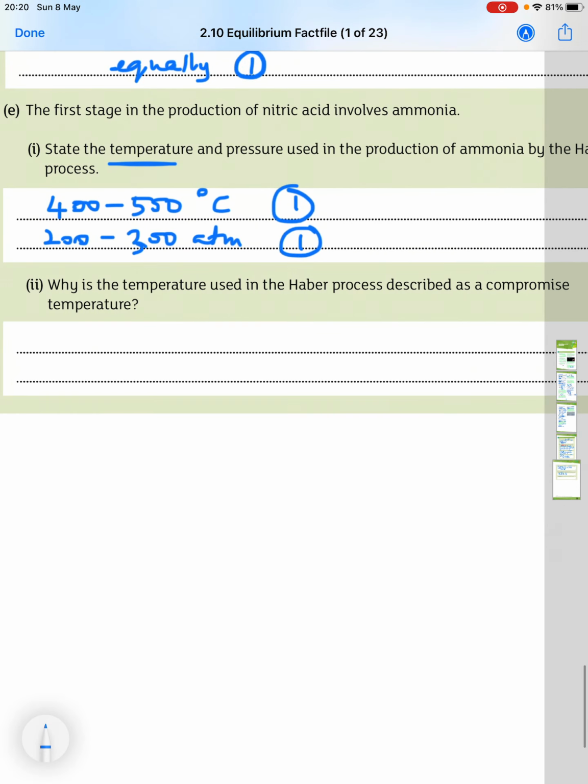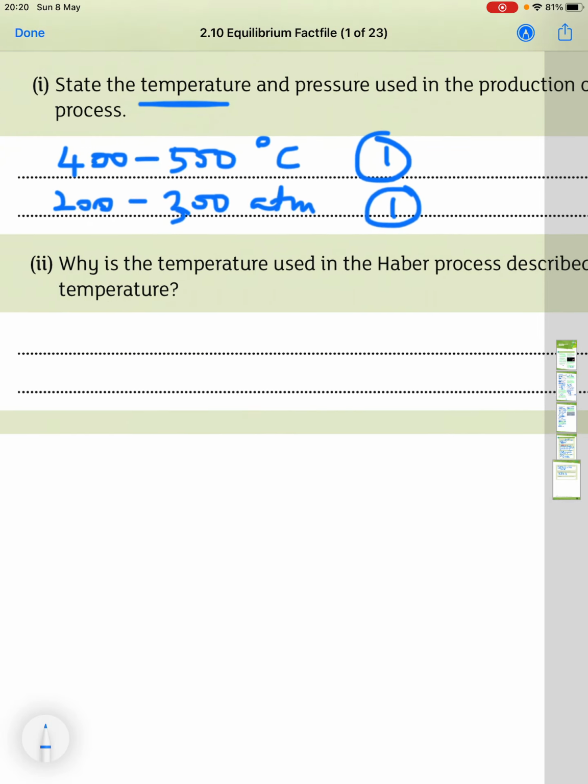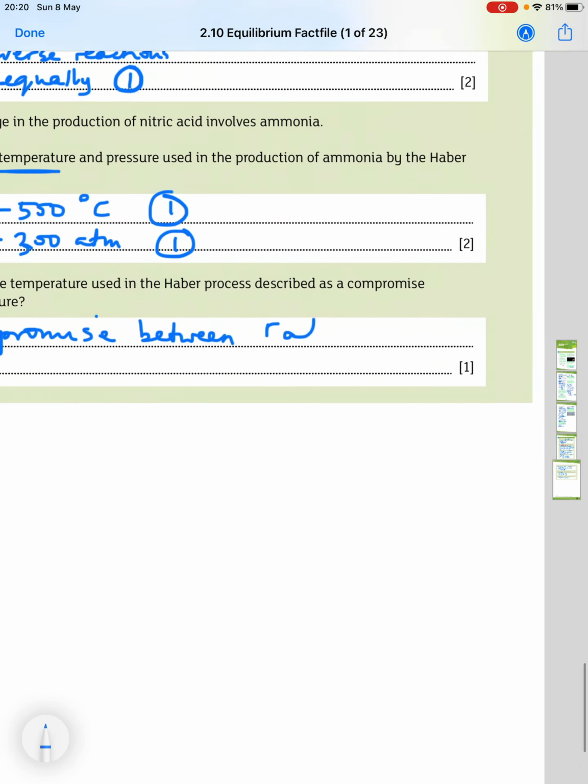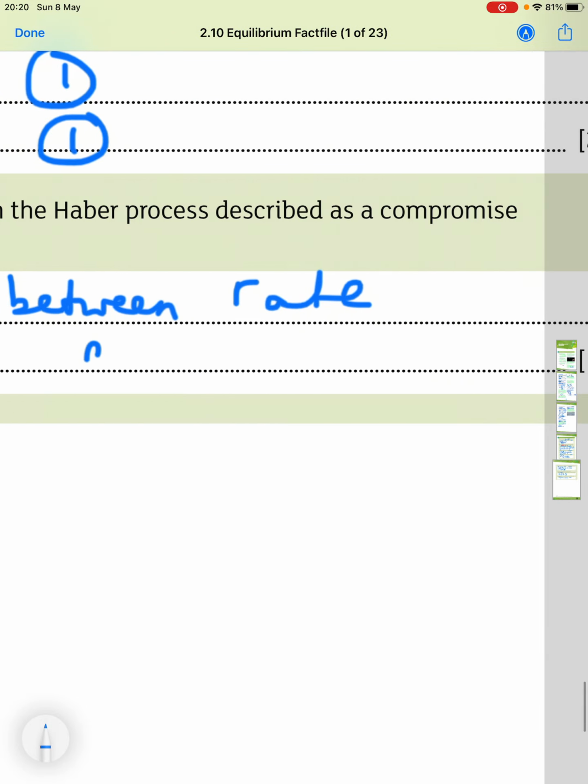And finally it says, why is the temperature used in the Haber process described as a compromise temperature? Well, a compromise temperature means that you're taking into account both the rate and the yield. It's no use if you have very high yield for the reaction if it only occurs very, very slowly. So what you need to say here is that it's a compromise between rate and yield.